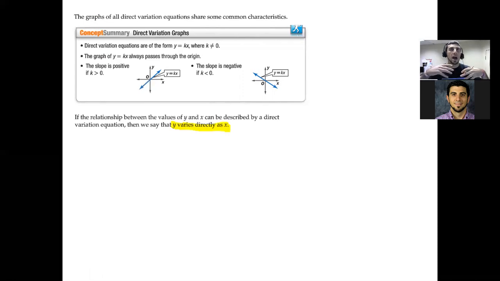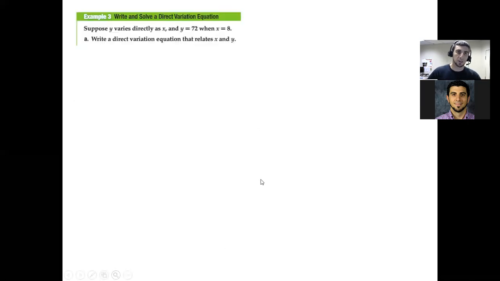So if you have a problem and it says blah, blah, blah, y varies directly as x, you should be thinking in your head, oh, it has the equation y equals kx. Okay, because they'll do that. They'll say y varies directly as x, and you would need to know that the equation is y equals kx, and therefore that's how you can get started on some of these problems.